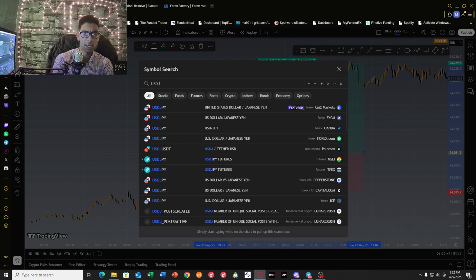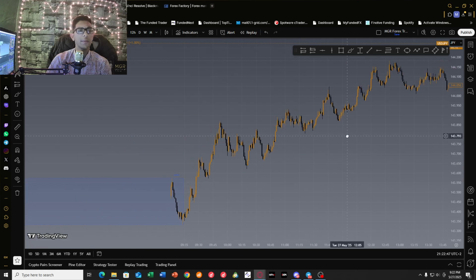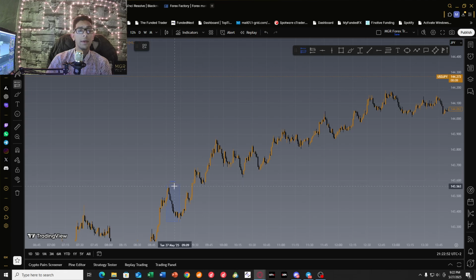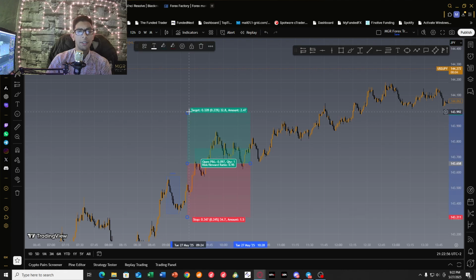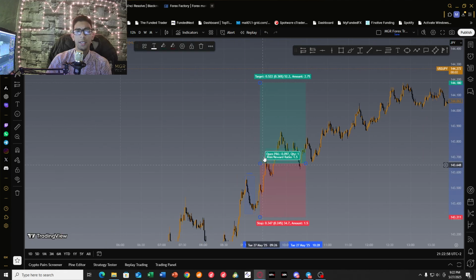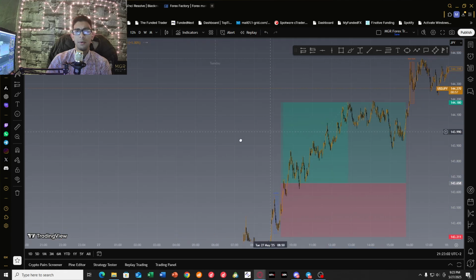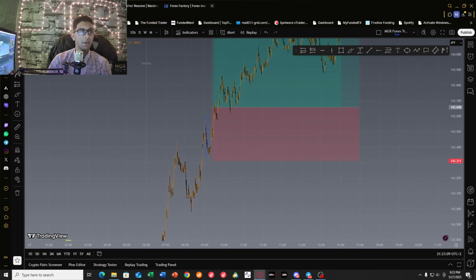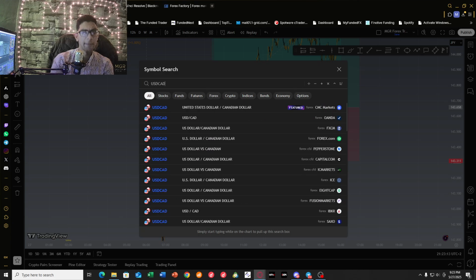Beautiful stuff. Let's have a look at USD JPY. USD JPY, and here we are. Wonderful. Lovely bar opportunity, and we certainly went ahead and hit a beautiful 1 to 1 alongside a 1 to 2 risk to reward ratio. Wonderful stuff. USD JPY. Let's move ahead over to USD CAD.